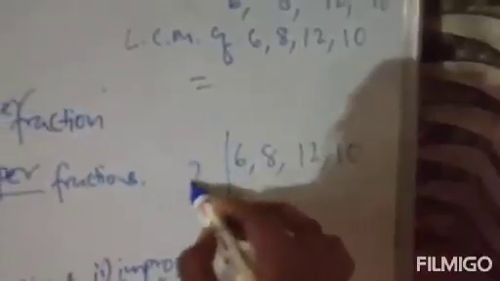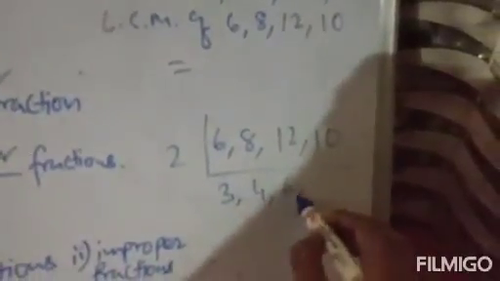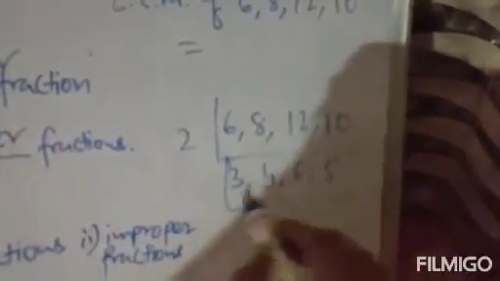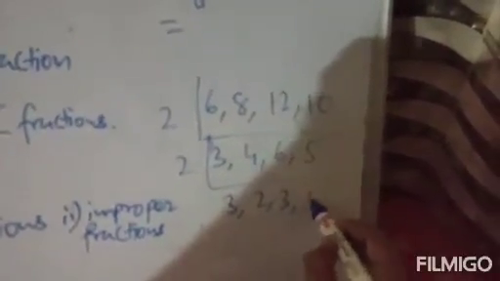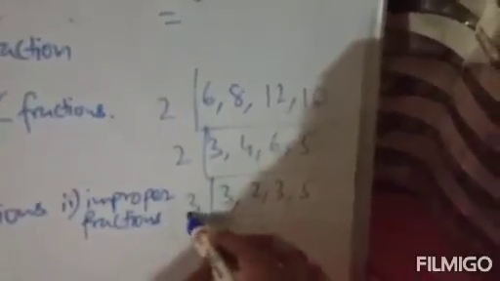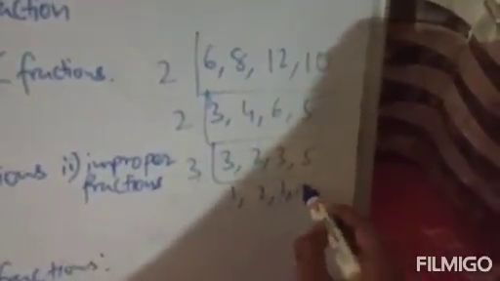Clear? Do it by 2. 2 3s are 6, 2 4s are 8, 2 6s are 12, 2 5s are 10. Do it again by 2. So 3, 2 2s are 4, 2 3s are 6, 5. Do it by 3. 3 1s are 3, 3 2s are 6, 5.